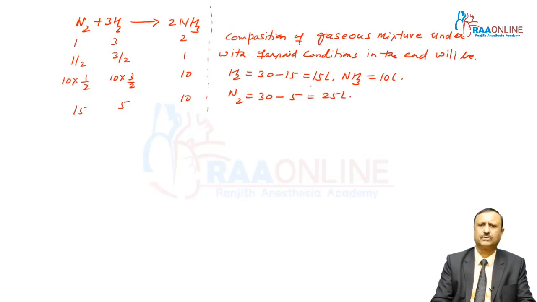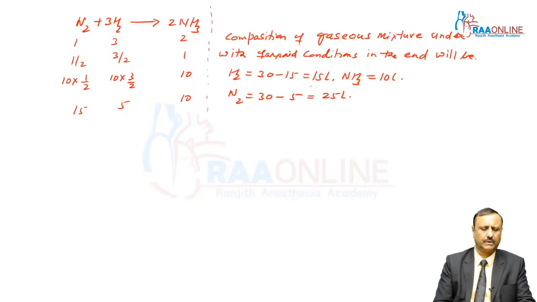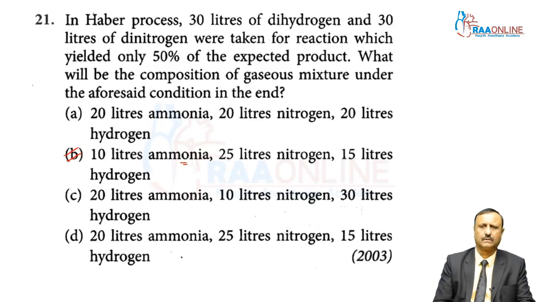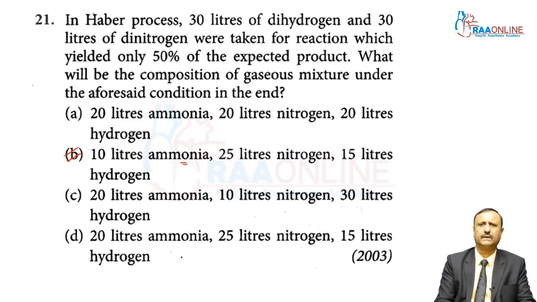Here, my dear students, so your answer to this question is B: 10 liter ammonia, 25 liter nitrogen, and 15 liter hydrogen is present. So, my dear students, here 30 liter of dihydrogen and 30 liter of dinitrogen were taken, and 50% of the expected product is formed. Because here 50% of the expected product is formed, 1/2, 3/2 and 2/2, 1 is formed. And you can take here 30 liters.